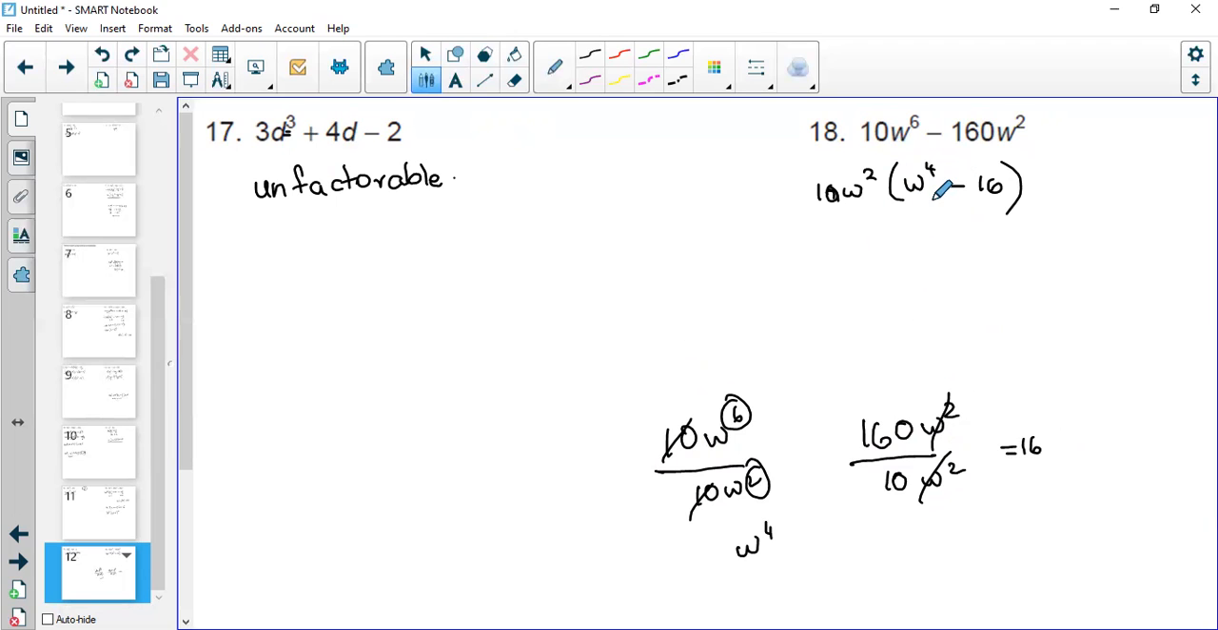Now again, this is in the form of a difference of perfect squares. So I could further divide this as w squared and w squared. This also I could divide as 4 multiplied by 4. So I could rewrite this as 10w squared, (w squared + 4)(w squared - 4).